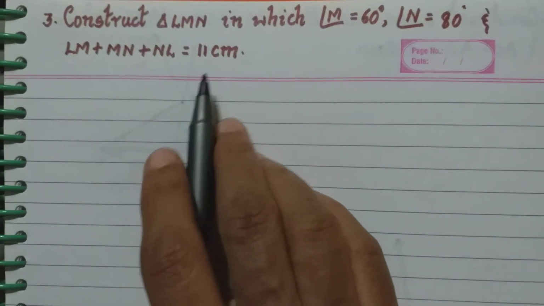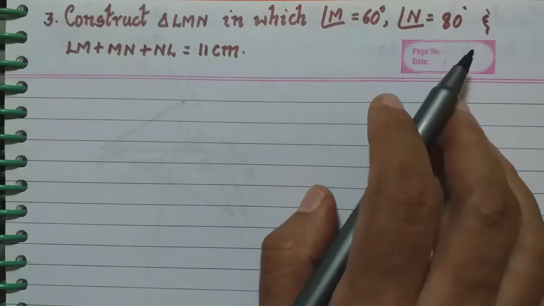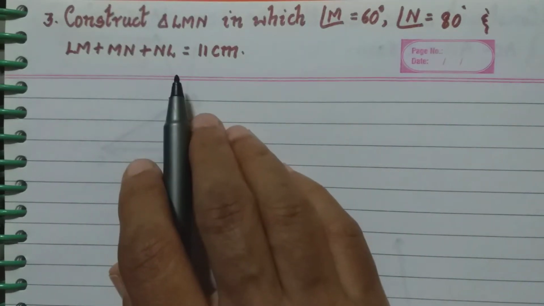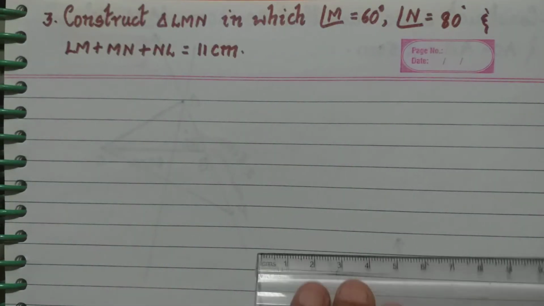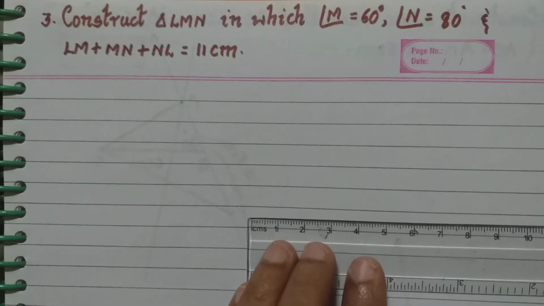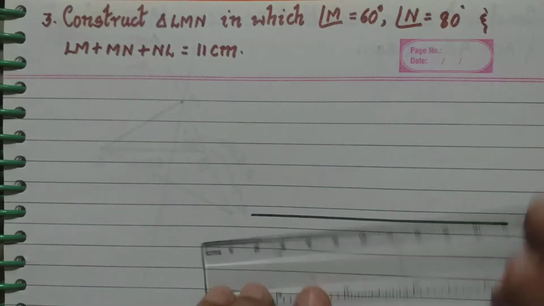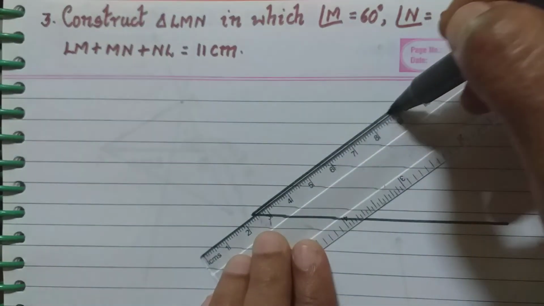Third question, construct triangle LMN in which angle M is 60 degrees, angle N is 80 degrees and LM plus MN plus NL is 11 centimeters. So first we draw the rough figure where the base is slightly longer, and then we complete a rough figure of the triangle.